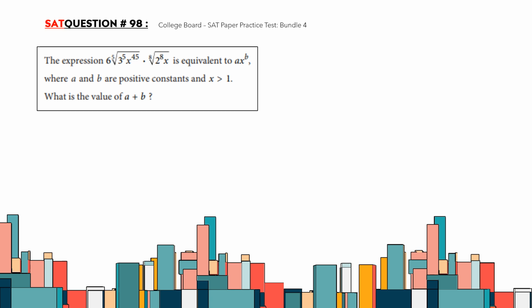The expression 6 times the fifth root of 3 to the power of 5 times x to the power of 45, times the a-th root of 2 to the power of a times x, is equivalent to a x to the power of b, where a and b are positive constants and x is greater than 1. What is the value of a plus b?